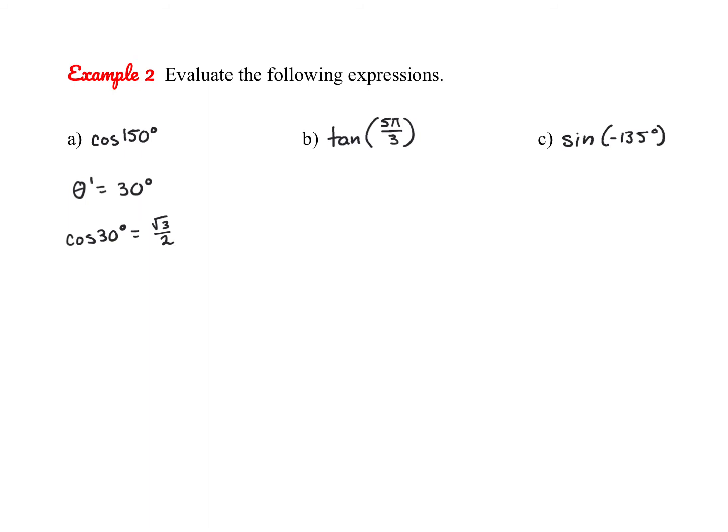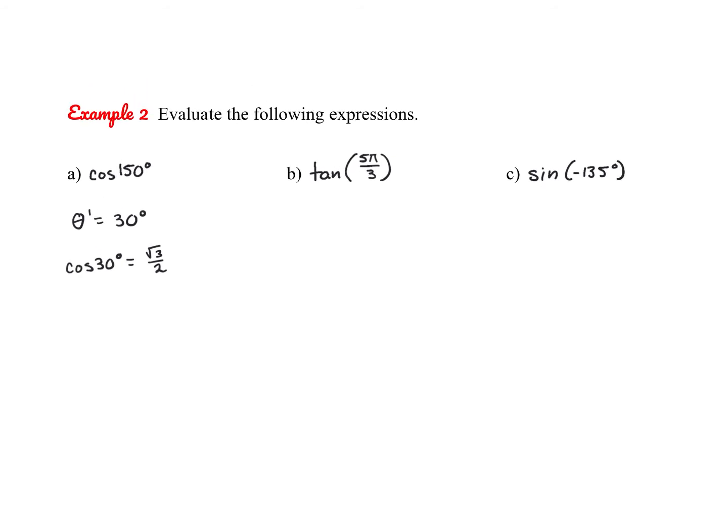Now I need to look at what quadrant my original angle was in to determine if our answer should be positive or negative. So remember, we do that by doing the ASTC. All are positive in quadrant 1, sine is positive in quadrant 2, tangent is positive in quadrant 3, and cosine is positive in quadrant 4. So this angle, 150 degrees, is in quadrant 2. And I know in quadrant 2, if I'm working with cosine, our answer is going to be negative. So our answer for this expression is negative root 3 over 2.